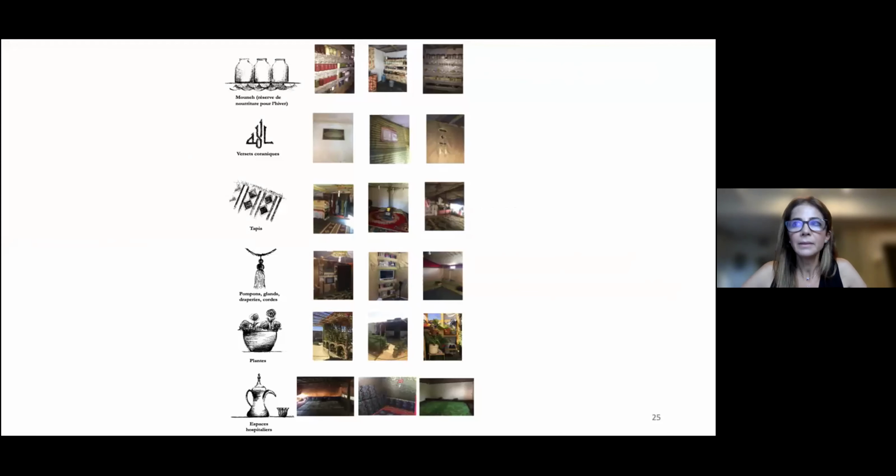In this slide, I present to you common patterns that I found in most refugee spaces in Lebanon and Jordan, showing the link to the place of origin: the mouneh, or the winter reserve, religious symbols, carpets on the floor, tapestries and curtains covering walls and ceilings, plants, and finally hospitality, symbols of Syrian hospitality.